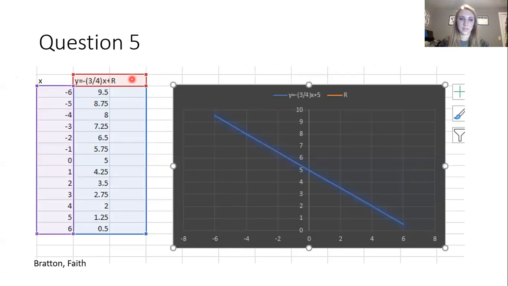Okay, so we did the exact same thing we did before. I used the values of negative 6 to 6. You plug them into the equation just as given, and this is what the points come out to be. You plug them into Excel, and it gives you the line of what blue would be. And we know that this is horizontal, and it's going downward.